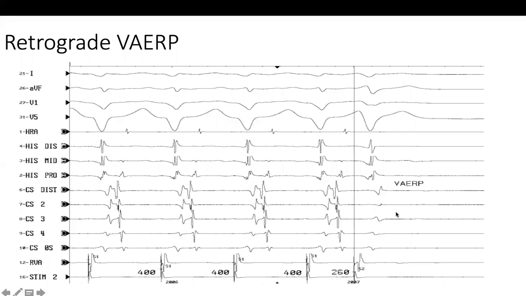Yes. So here, what do we call this? Do we call it accessory pathway effective refractory period or AV node refractory period? Accessory pathway refractory period. Okay, or maybe this patient has an AV node and an accessory pathway, both with the same effective refractory period. So to be more accurate, you should say this is a VA effective refractory period.